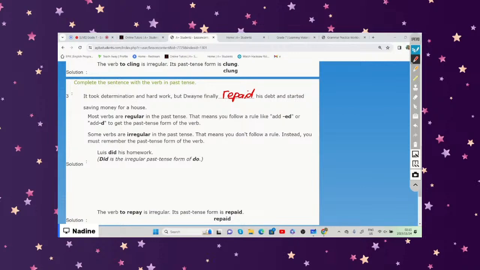So basically, to repay is in the present tense, and if you repaid it back, then that is the irregular past tense form. So we said it's repaid.